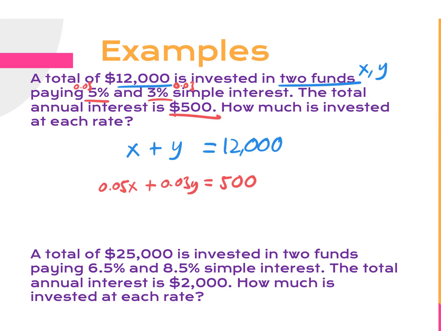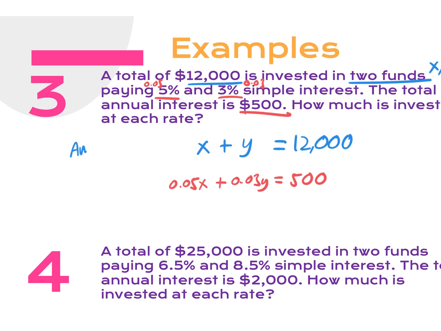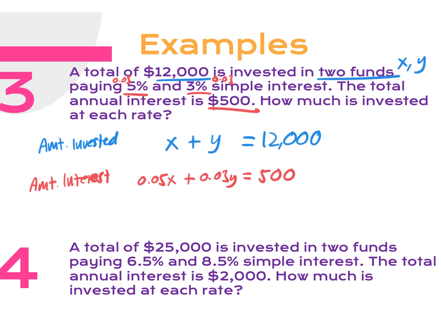All right, so then labeling our two equations, this is the amount invested, and then this is the amount in interest that we're getting. All right. So each of your two equations are always going to represent something, right? And then now we solve it, right? I want to find how much is invested at each rate.